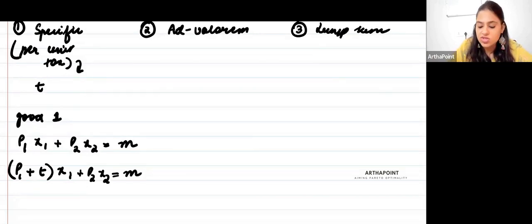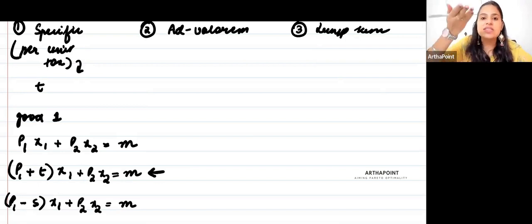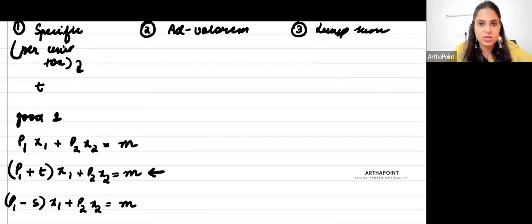Suppose instead of this, the government says, I will give you a subsidy of S rupees per unit on good 1. And the price will be P1 minus S, x1 plus P2 x2 is equal to M. So if there is a tax, it increases the price. If there is a subsidy, it decreases the price. Now consider ad valorem.